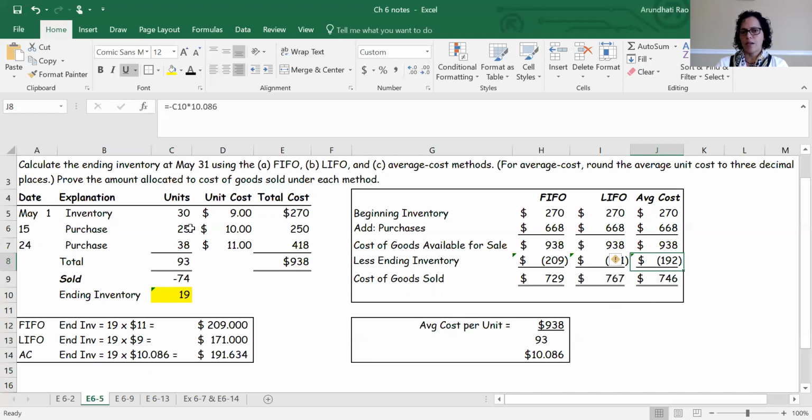So the periodic inventory system, once again, the formula always is beginning inventory plus purchases gives you cost of goods available for sale. That portion stays the same for all the methods. What we assign to ending inventory is different in each of the methods. Therefore, cost of goods sold will be different in each of these methods. The next exercise we're going to look at is going to look at the perpetual method. So we'll start working on that in a few minutes.